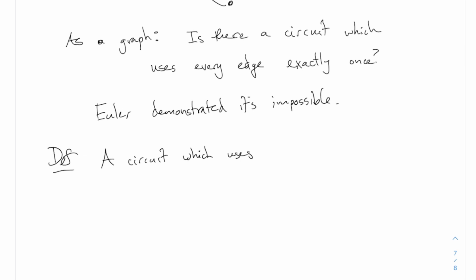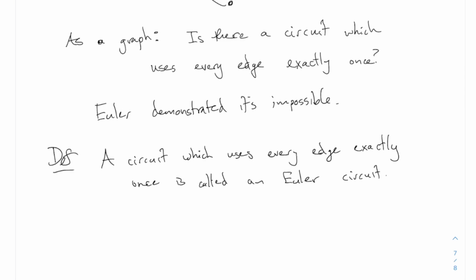A circuit which uses every edge. There's a special name for it. A circuit which uses every edge exactly once is called an Euler circuit. An Euler circuit. All right. These are, of course, named after Euler because he's the first person to really seriously analyze this kind of a problem.